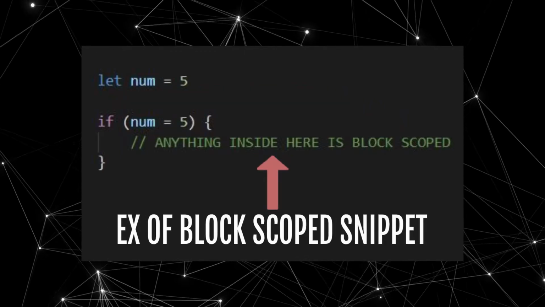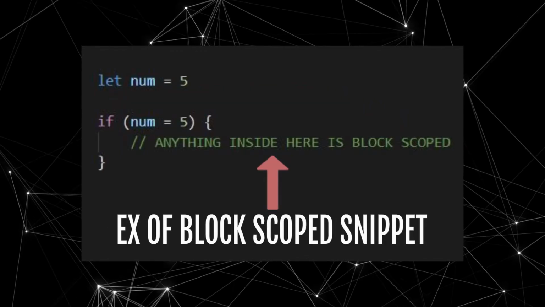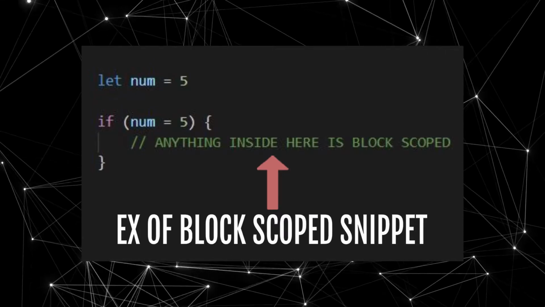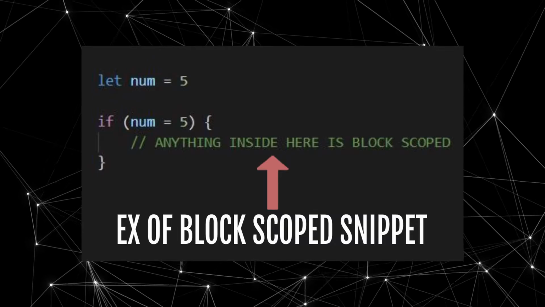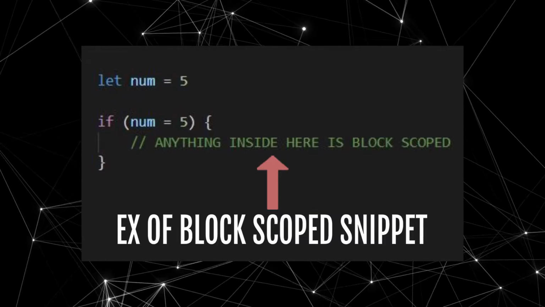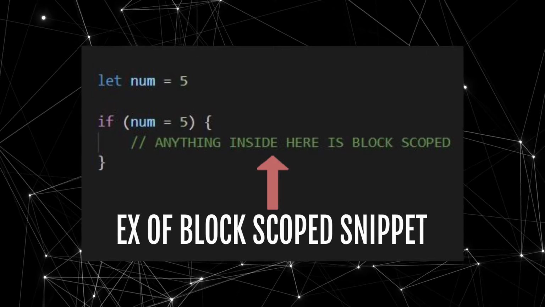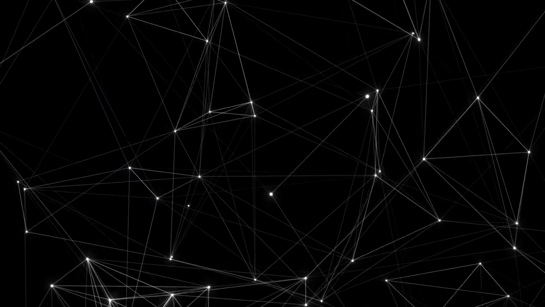Both let and const variables are block scoped. So if you don't know what block scoped means, it basically means anything within the curly braces is a block of code. So a variable declared in the block with let or const is only available for use within that block. Cool, so that covers let variables.